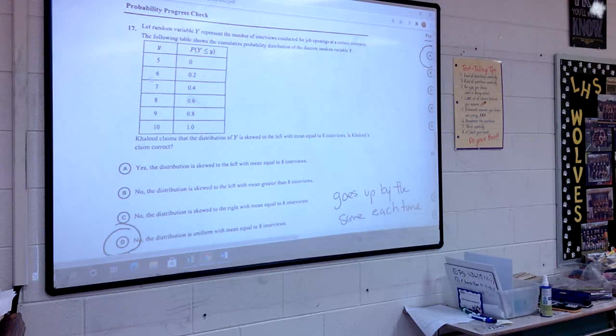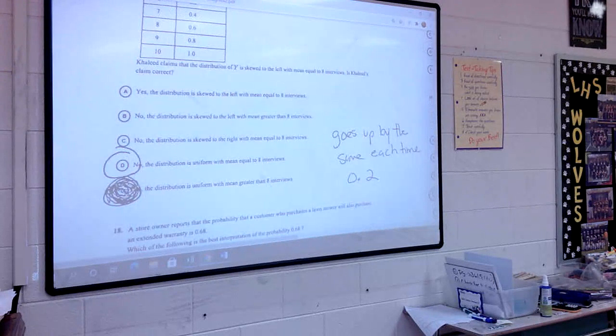There are no 5s, so really the 5s could be marked out, right? Because there's 0. There's 20% 6s, 20% 7s, 20% 8s, 20% 9s, 20% 10s. So 6, 7, 8, 9, 10. What's the median of 6, 7, 8, 9, 10? 8. So the distribution is uniform with the mean and median equal to 8 interviews. It goes up by the same amount each time, 0.2.